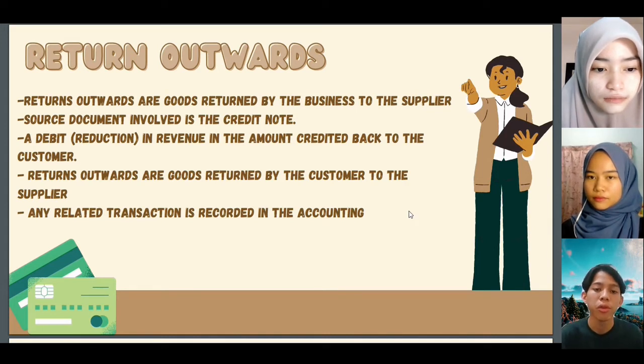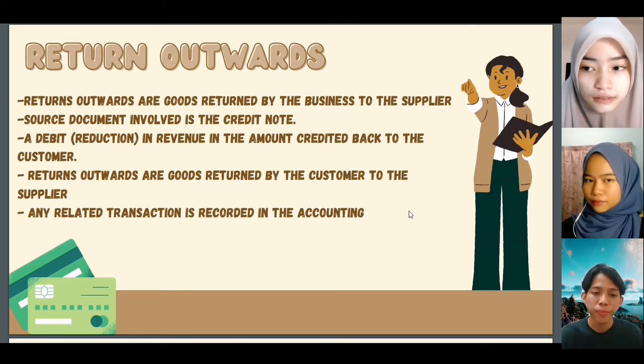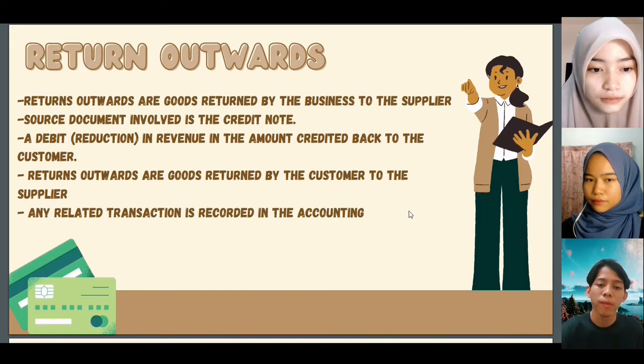Firstly, the source document involved is the credit note sent by the business to the supplier. Secondly, is a debit, a reduction in revenue in the amount credited back to the customer. Return outward: goods returned by the customer to the supplier.